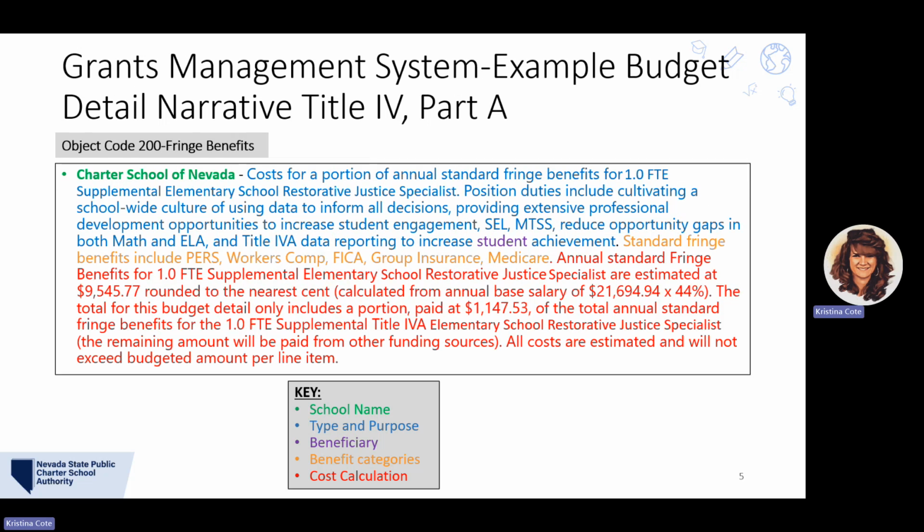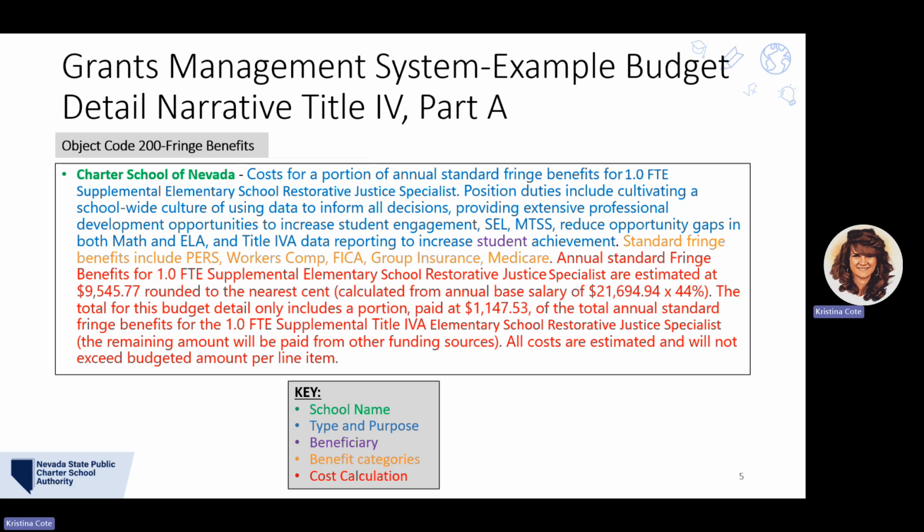For the second example, we'll use object code 200, which is fringe benefits. Notice the applicable key components based on what's requested are still present here, except in addition to the school name, type and purpose, and cost calculation, we also have now highlighted in orange the benefit categories.